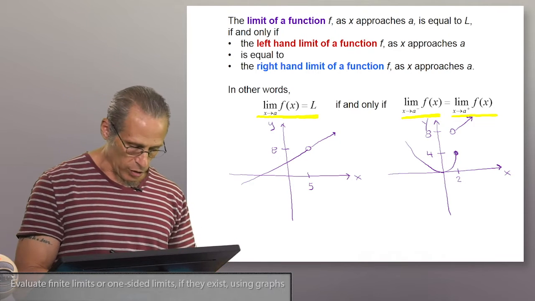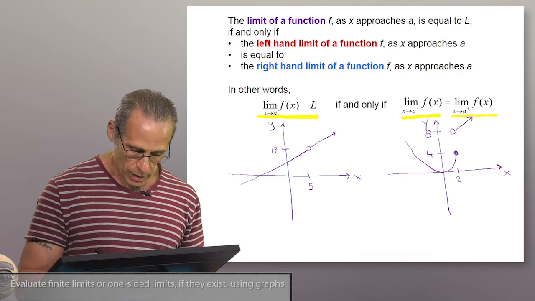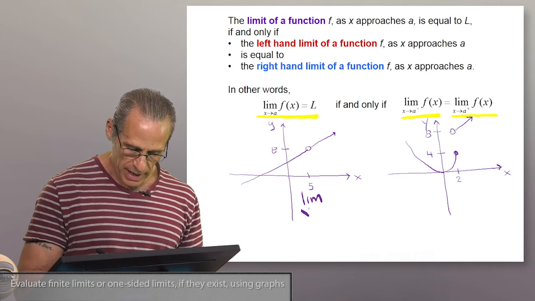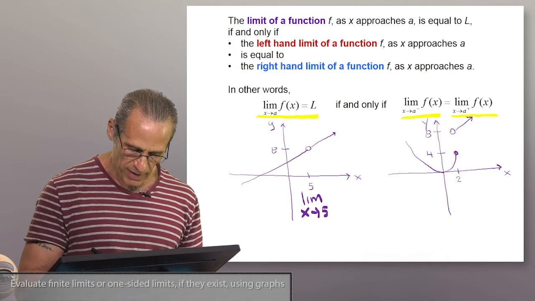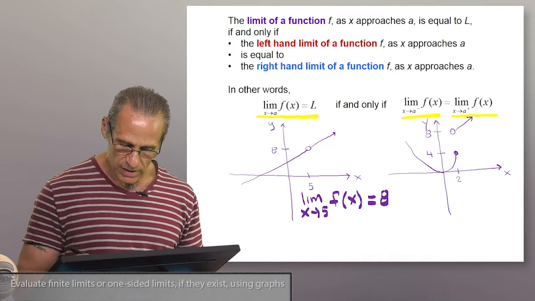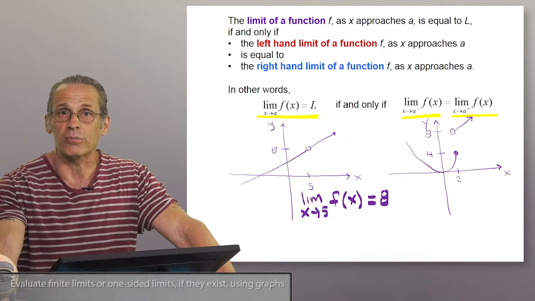Now, when I take a look at the graph on the left for this particular function, if I was to write this out, I would say the limit as x approaches 5 of f of x is equal to 8. And that's because my left-hand limit as x approaches 5 is 8, and my right-hand limit as x approaches 5 is 8.